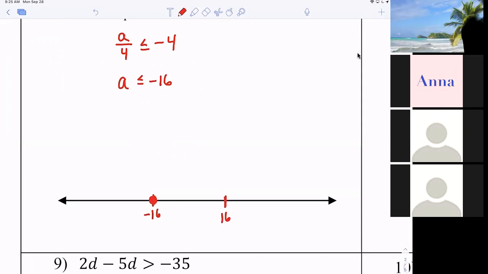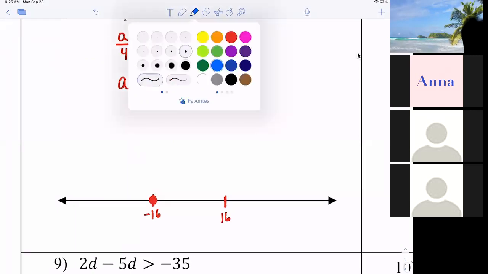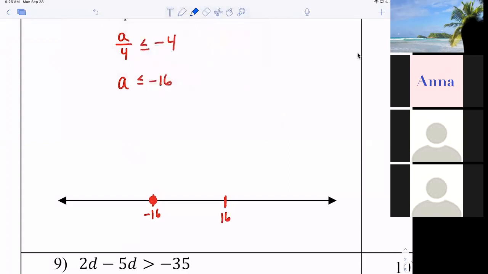Which direction am I going? Come on, guys. Less than or equal to. Which direction? Right or left? Left is less than. I'm going in this direction. I don't think that's that difficult. Anybody have any issues? No issues.